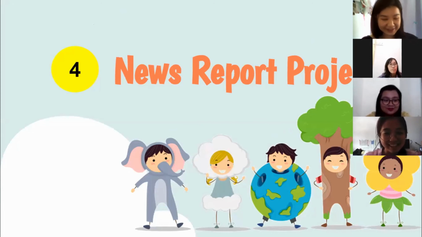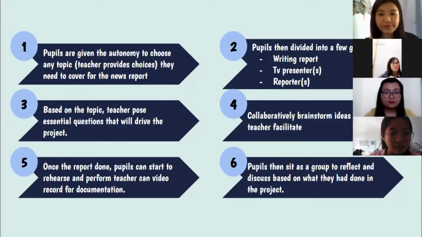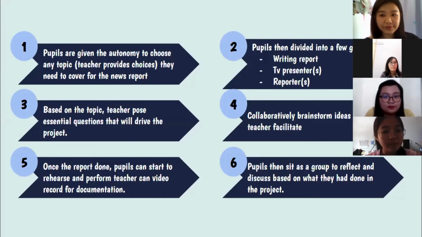Okay, so this news report project is a very good example of how to develop character, and also a very meaningful project and process for the learning of the pupils. At first, the pupils will be given the autonomy to choose any topic from the choices that the teacher gave them. Then they will be divided into a few groups where they can decide which role they choose to do, for example, writing the report or maybe being TV presenters.